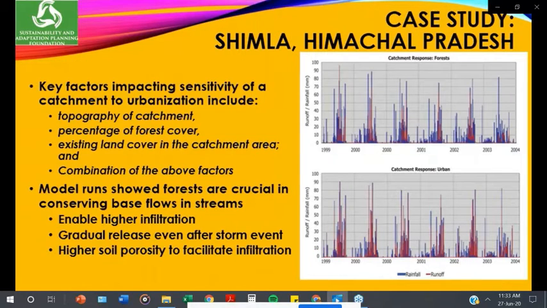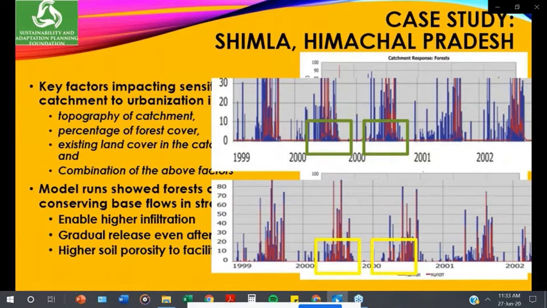Okay, so let's see how a Himalayan catchment responds to rainfall events. What you see on your right side is the graphical representation. The upper one is the response of a forested catchment, and the lower one is the response of an urban catchment. Blue lines show the rainfall events, and red lines show the runoff generation. Now, if we look at a blow up, what you can see in these green boxes shows the response of a forested catchment, and you can see that much lesser runoff is generated. You can see fewer of those red lines as compared to the urban catchment below, where you can see within these yellow boxes that a lot of runoff, or red lines, are being generated.